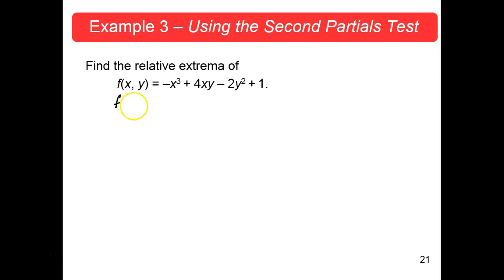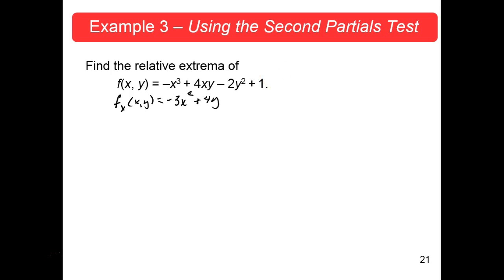How do you go about finding your relative extrema, which could be a relative minimum, relative maximum, or whatever? Okay, f sub x, the partial of f with respect to x at x, y. What is that equal to? Negative 3x squared, exactly. Next, plus 4y. Yeah, and then the rest don't contribute anything.